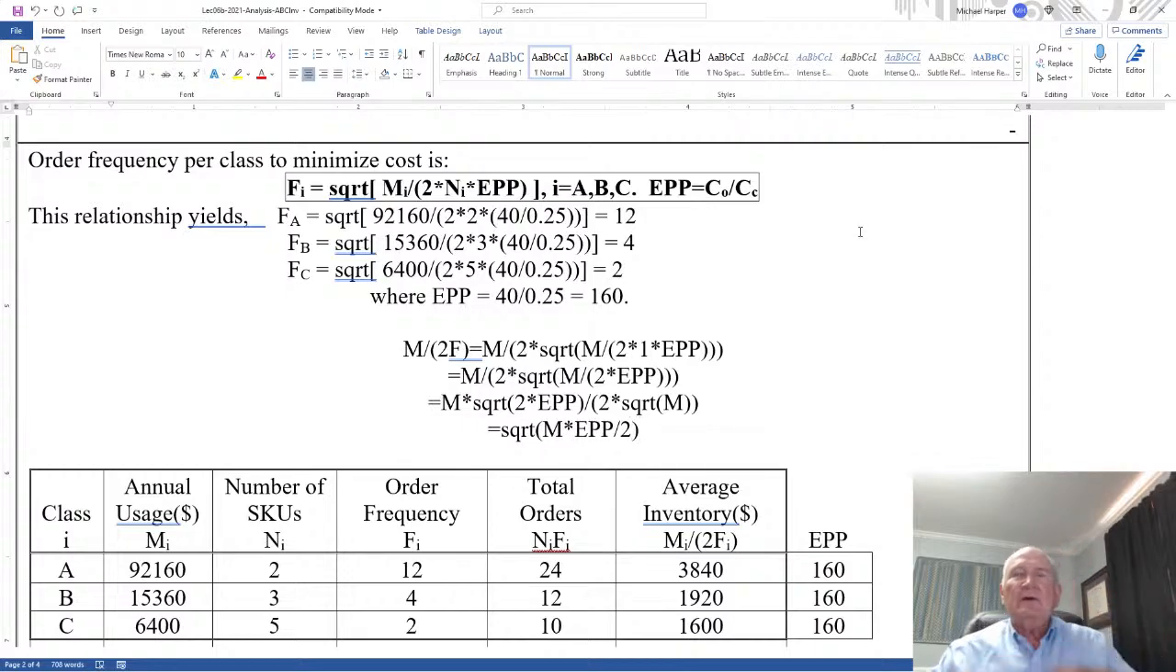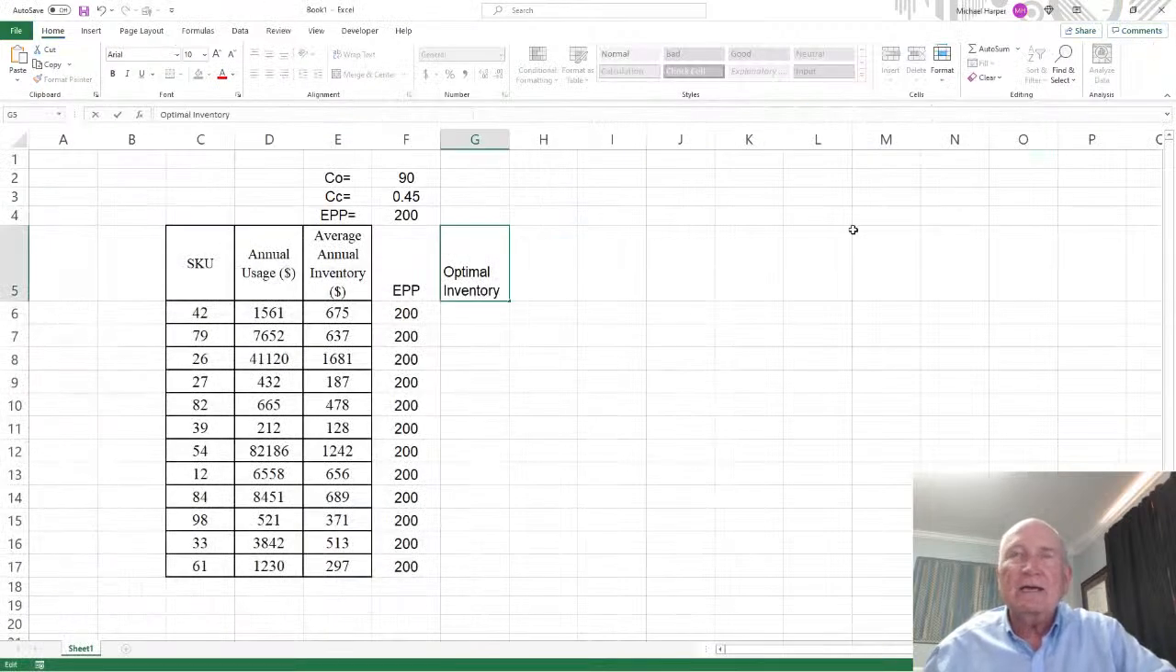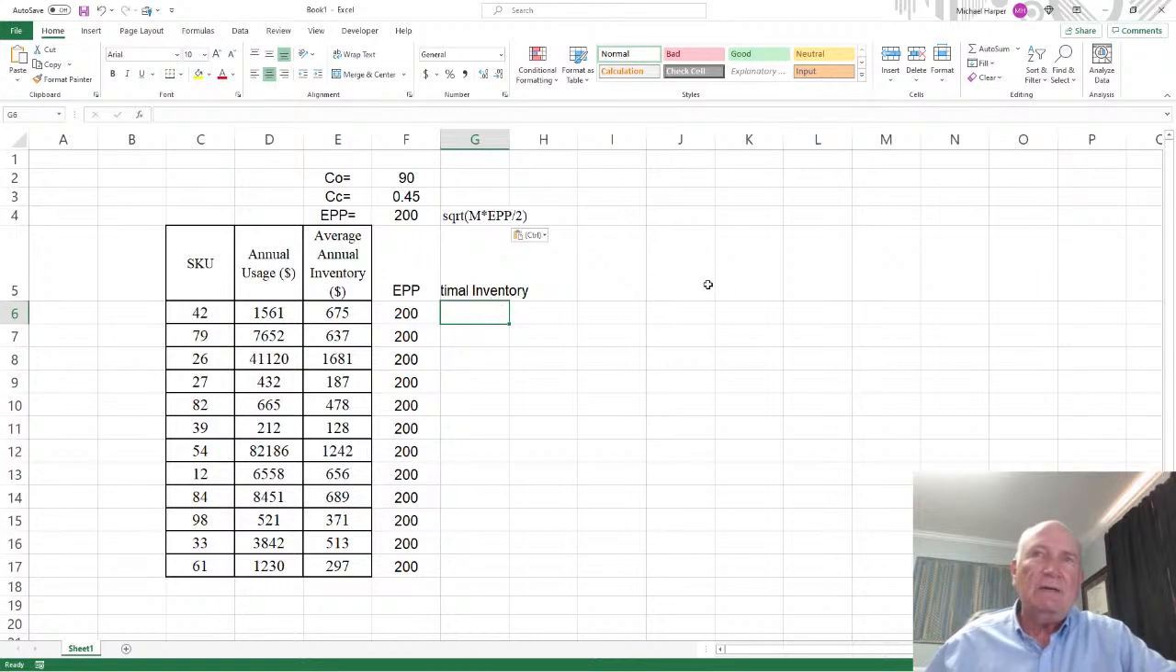So just a little bit of algebra there. And so let's take this. We know that this is what we want. That equals this. Same thing. So the average inventory is going to be this expression right here. Let me just copy this. Bring this back down. Let's put it up here. Optimal inventory. I'll put it up here. And there it is. So let's do that.